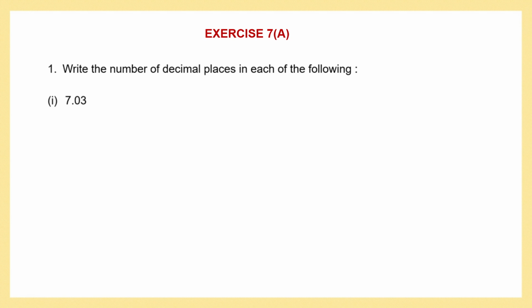It is the number of digits in the decimal part of any number. You have to count the number of digits after the decimal point, and that will give you your decimal places. So here in question 1, after the point we have two digits, 1 and 2. So the number of decimal places here is 2.